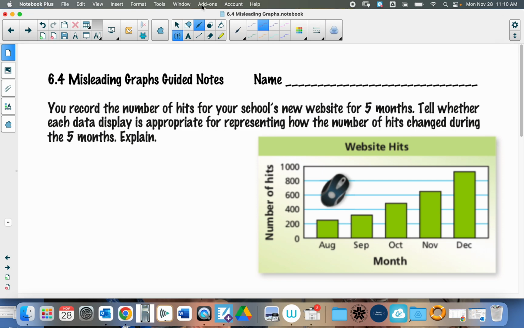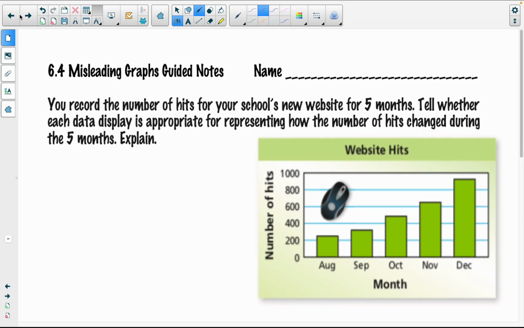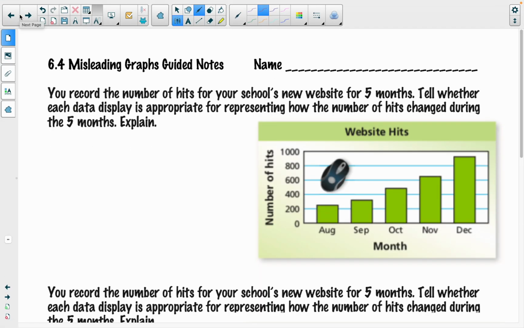Talking about misleading graphs, and the thing is that one, you need to be able to recognize if a graph is misleading, but you also need to understand that sometimes companies make the graphs purposely misleading because they want to influence you. They want you to see something that maybe really isn't there, but they want to make it look like it's there, okay? All right, in this first one, this is talking about website hits.